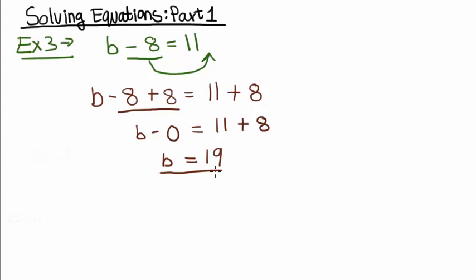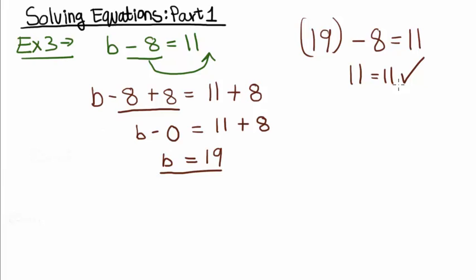So if I replace 19 for the variable b, I get 19 minus 8 equals 11. And since 19 minus 8 is indeed equal to 11, and 11 is equal to 11, I have a true equation. So b equals 19 is the solution that I'm looking for. Now let's solve two word problems that are rather easy, and then we'll be done for this video.